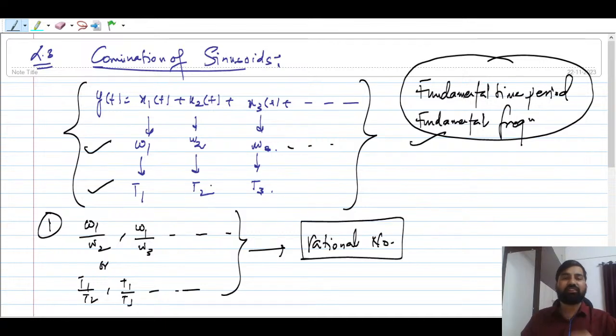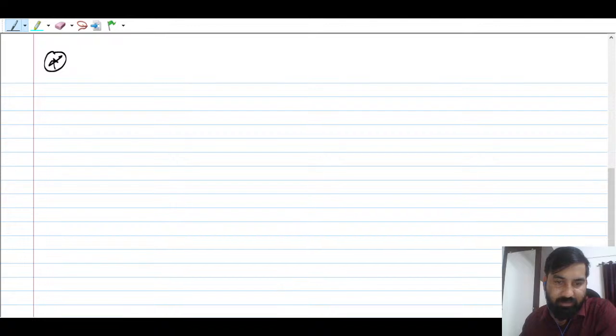Rational number, understand? So what is the meaning of rational number? That we have to understand. So let me write this statement. This statement is very, very important. When can you say that a signal is periodic? The combination of sinusoids is periodic, or sometimes we call it harmonic signals, right? Combination of sinusoids is nothing but the sum of harmonic signals, okay?